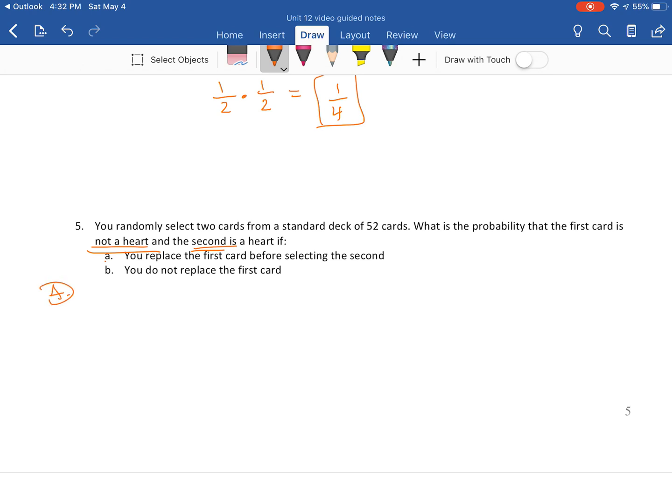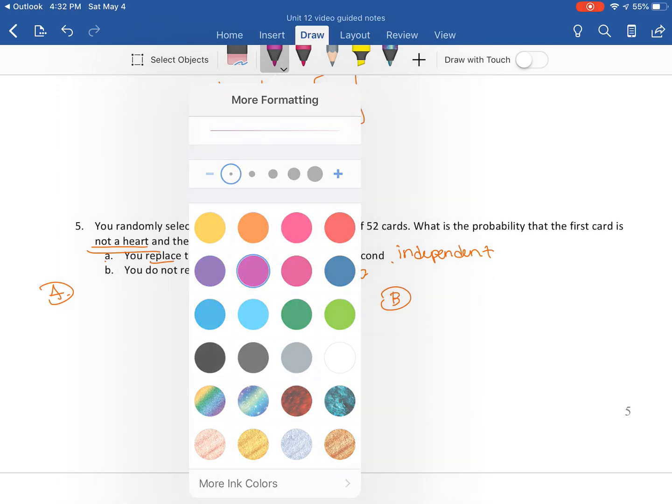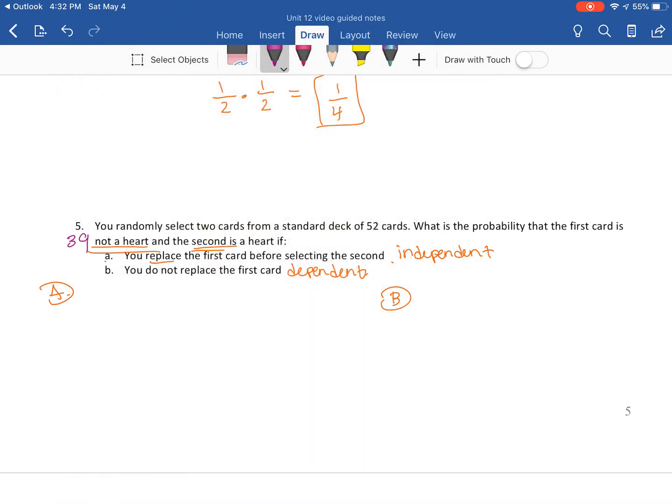So you want to find the probability that you replace the first card before selecting the second. So if you replace the first card, that's going to be independent for our first option. And then letter B, you do not replace it, so that's our dependent situation. So we want to see what changes between our independent and dependent situations. Well, all the cards that are not hearts, that's 39 cards that are not hearts and 13 cards that are hearts. So the probability of getting a card that's not a heart is 39 out of 52 times the probability of getting a card that is a heart.